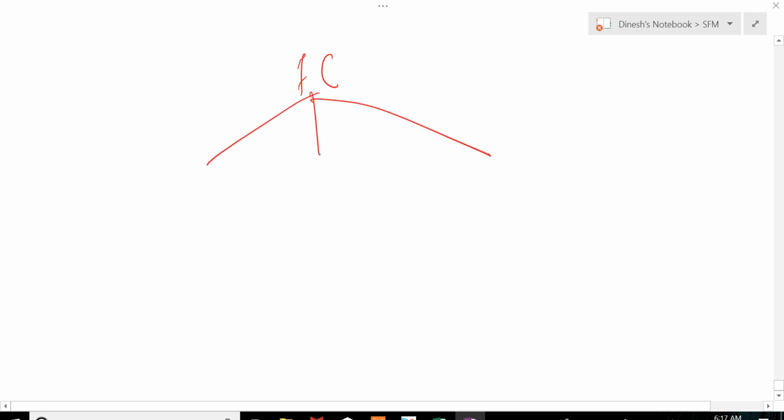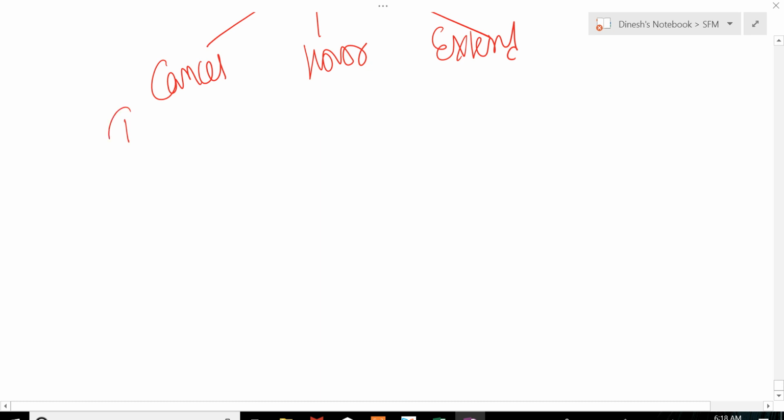There are 3 ways in which a forward contract will get closed: cancel, honor, extend. Cancel, honor and extend. In all this we have seen 3 scenarios. This can happen on due date.